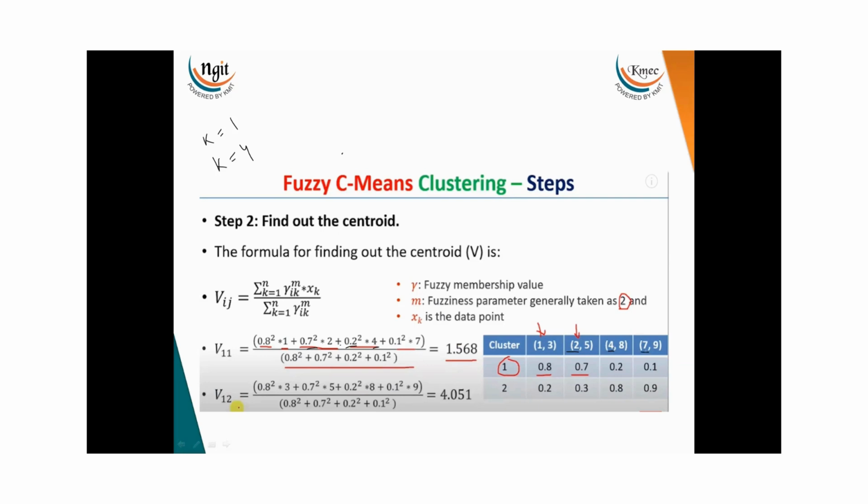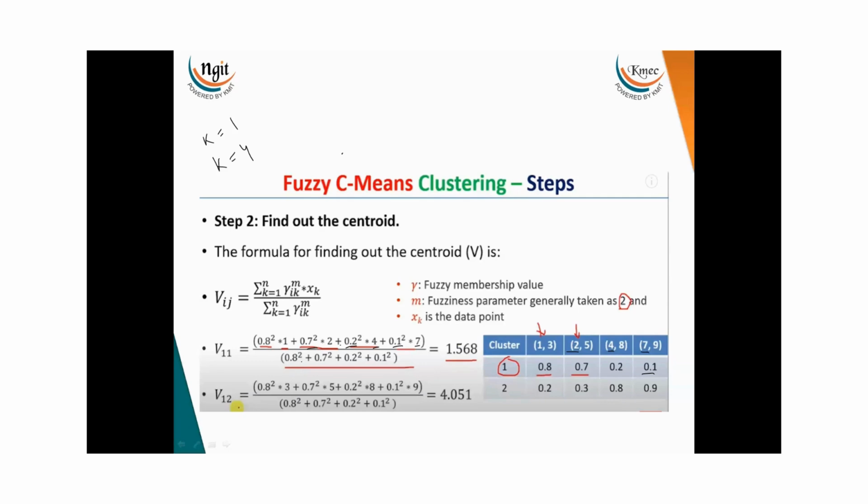Next data point is 7. The probability of 7 belonging to cluster 1 is 0.1. So we multiply 7 with 0.1 squared, because the m value is 2 here, divided by the sum over k equal to 1 to n of mu_ik to the power m. How many values do I have to write? 4 times, k is equal to 1 to 4.